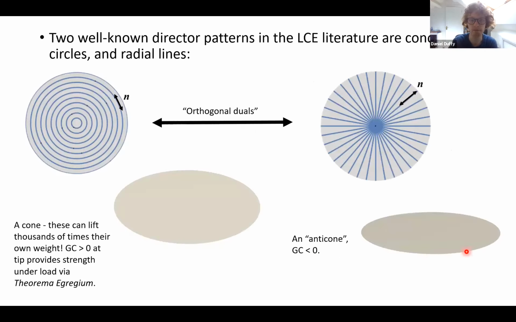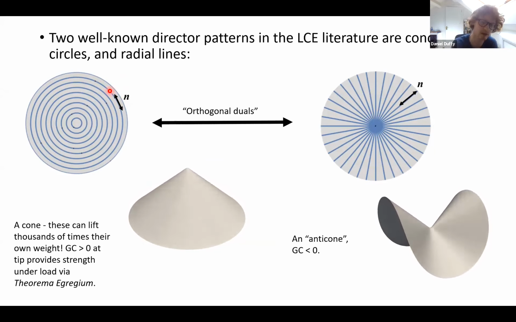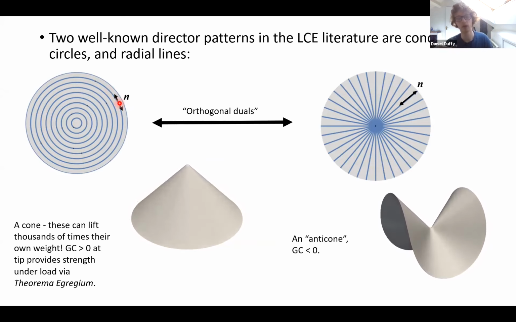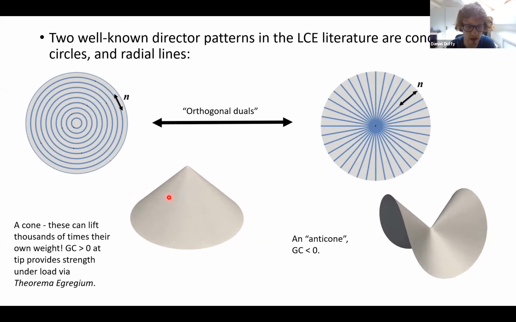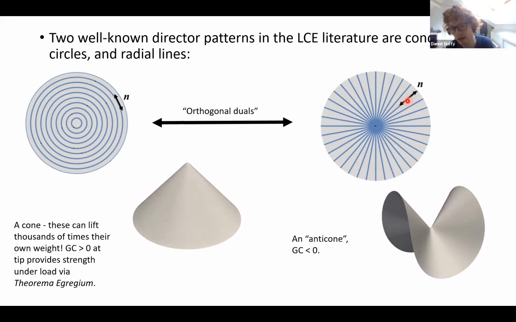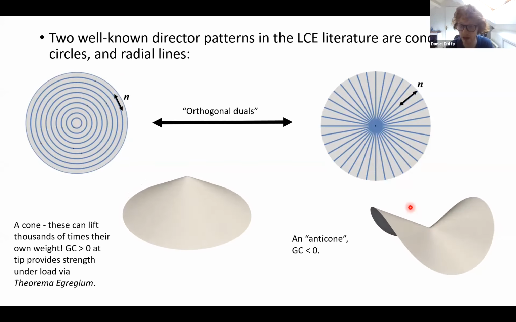There are two classic examples in the LCE literature, which are having the director run along concentric circles or radial lines. In the concentric circles case, which is quite similar to the case we just saw, you contract in the azimuthal, circumferential direction and expand in the radial direction. So you end up with, in some sense, a deficit of perimeter and a deficit of angle, and that means you generate a tip, a positive Gauss curvature, and you end up making a cone. Whereas in the opposite case, you end up with surplus perimeter, an angular surplus sometimes called, and you end up with this thing which has been called an anticone, this kind of saddle-like shape.